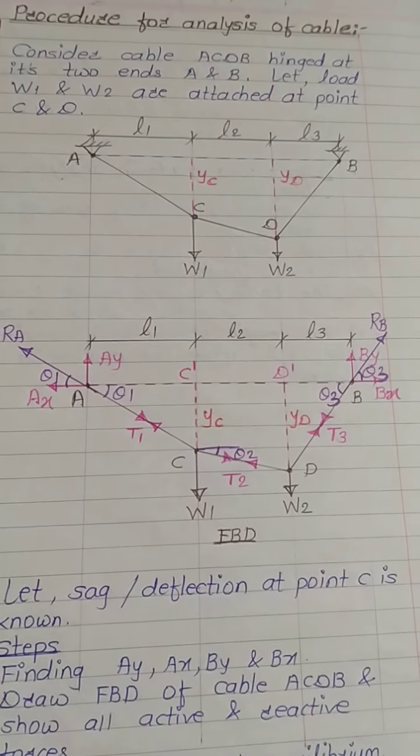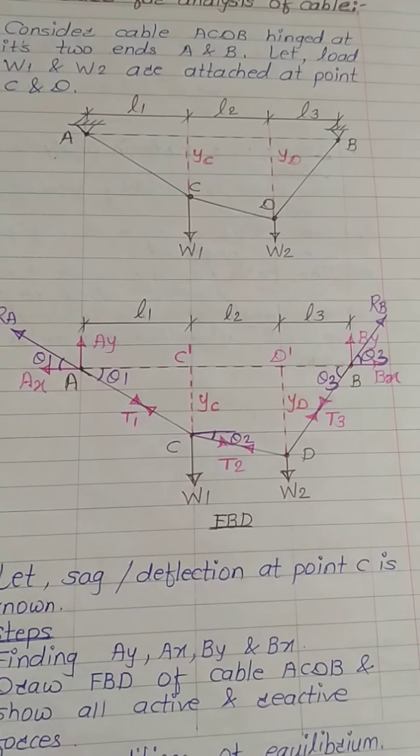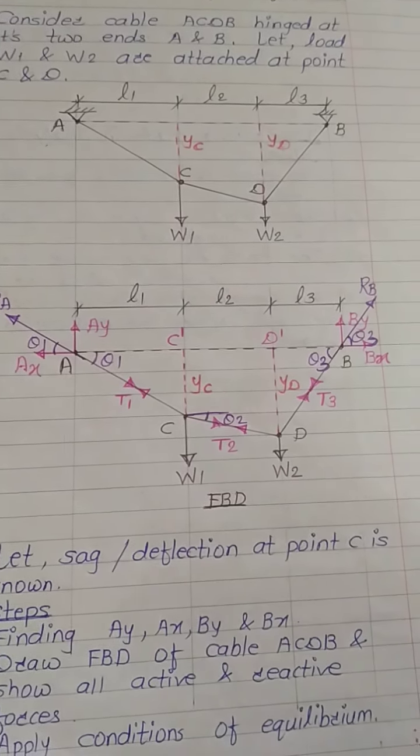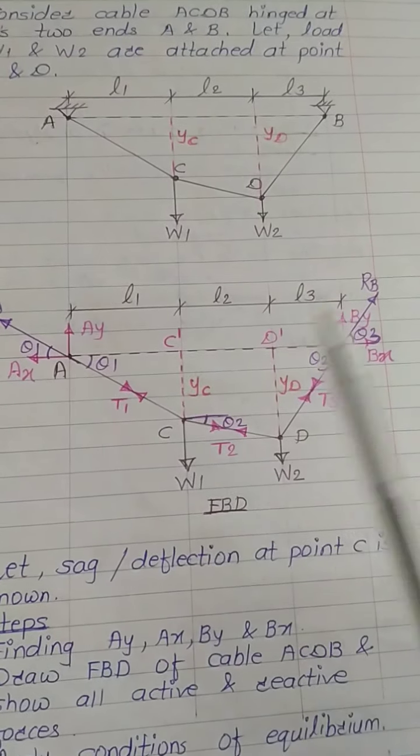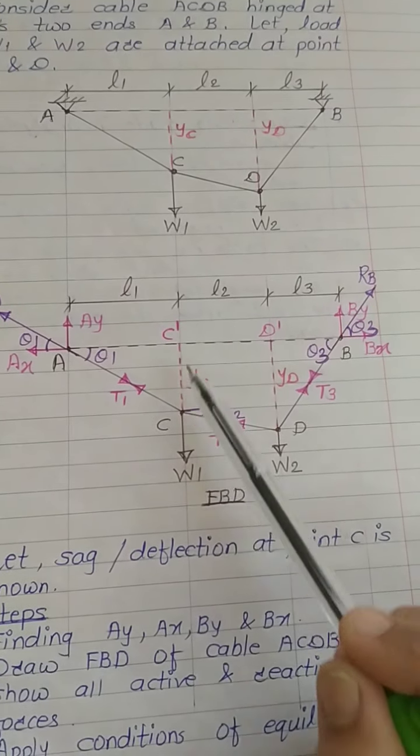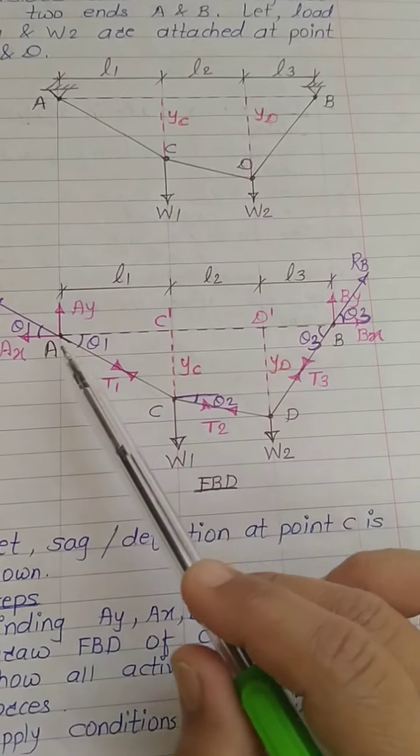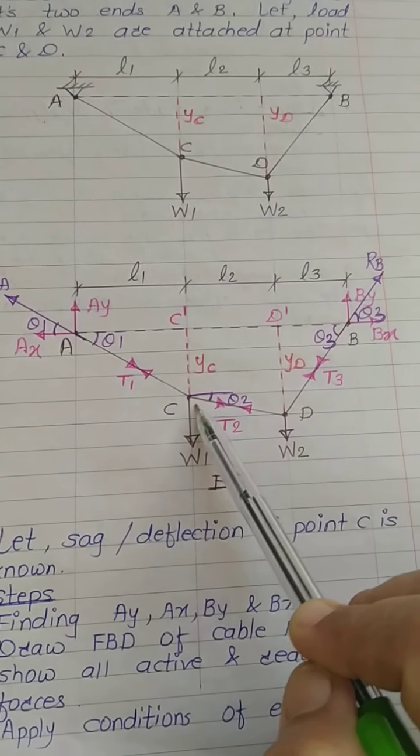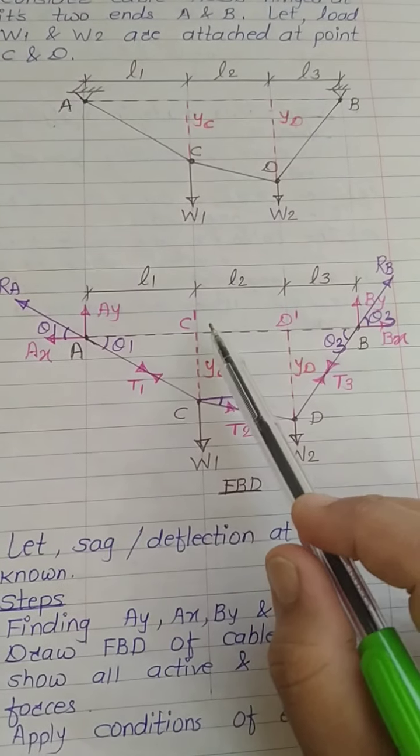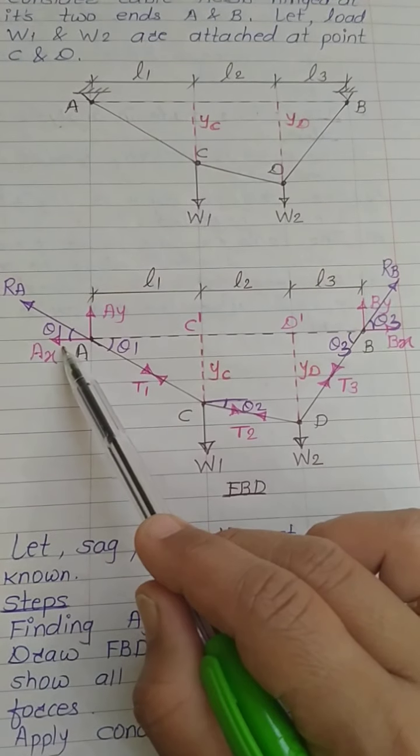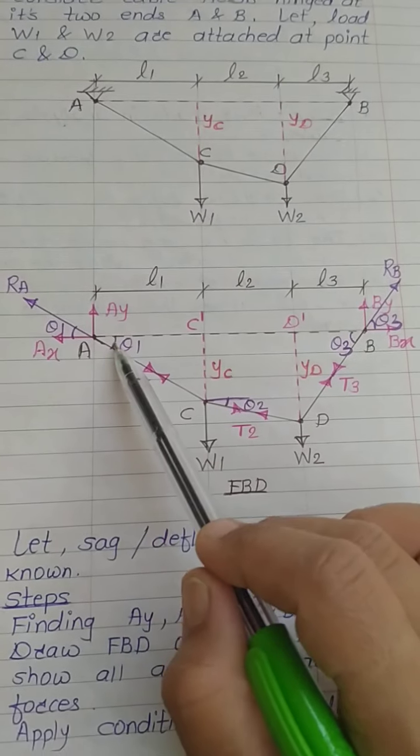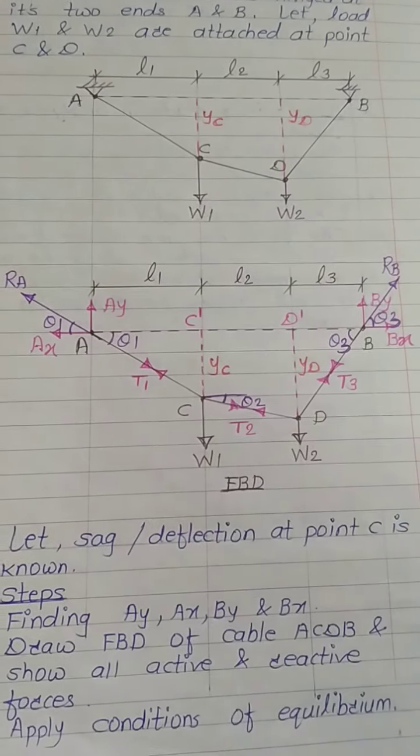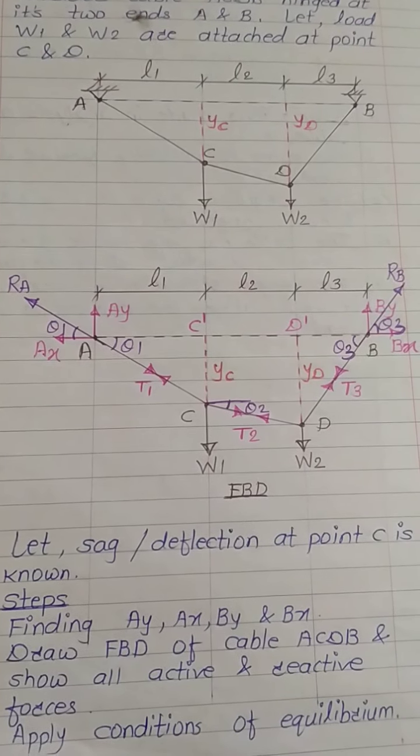For analyzing Ax and Bx, always consider the part of the cable where the sag is known. If you observe this free body diagram, we have assumed that the sag at point C is known. So you have to consider the part of cable AC. This will help us determine the value of Ax, because here the value of Ay is known, and the distance L1 and this distance Yc are known to take the moment.